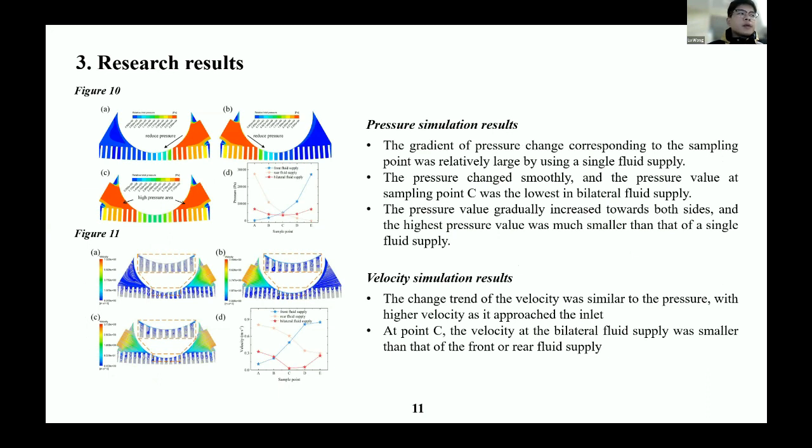In the experimental results section, it can be found from the analysis of simulation results, as shown in Figure 10 and Figure 11, that the pressure on a single liquid supply is significantly higher than that on a bilateral liquid supply. There is a significant eddy current forming inside the honeycomb core. Comparing the 3 eddy current patterns, it can be found that the eddy current is significantly improved with the bilateral liquid supply. At the intermediate sampling point C, the pressure and the flow rate are both the lowest.